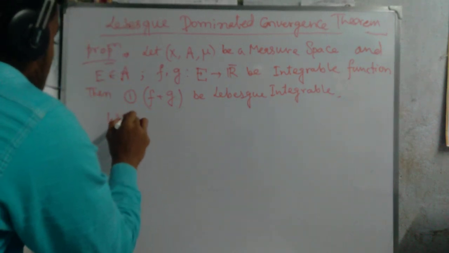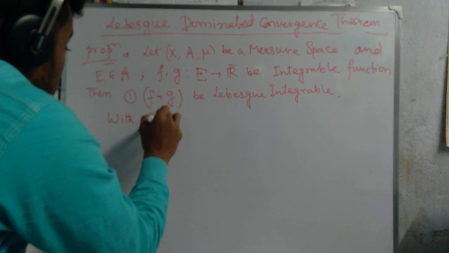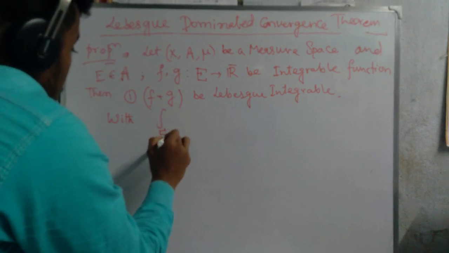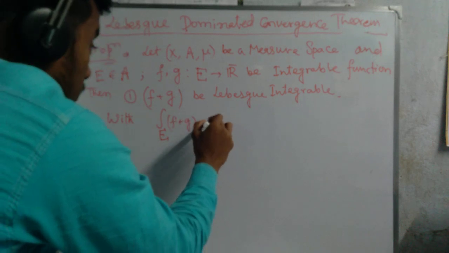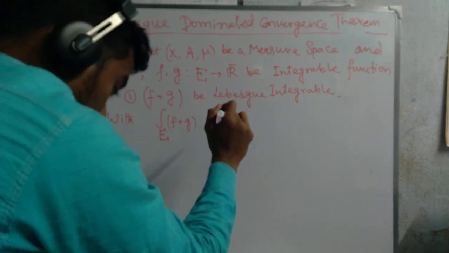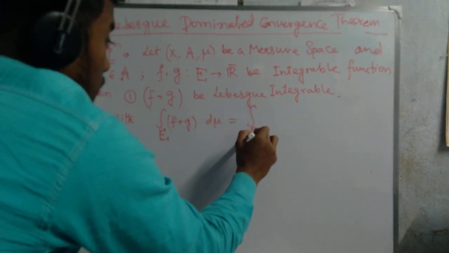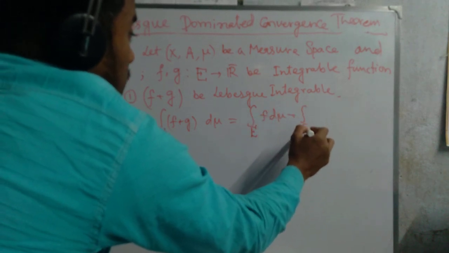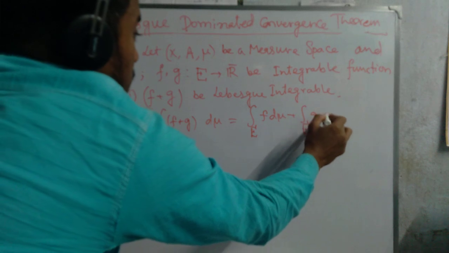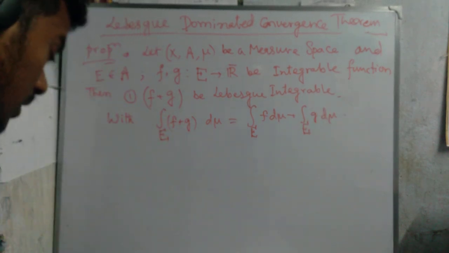With integration of E (f plus g) d mu equal to integration of E f d mu plus integration of E g d mu. Okay.